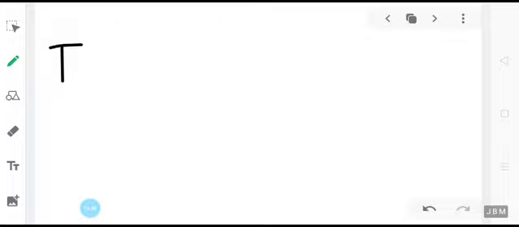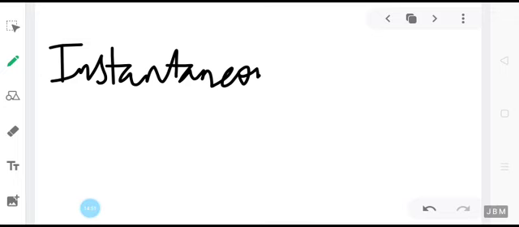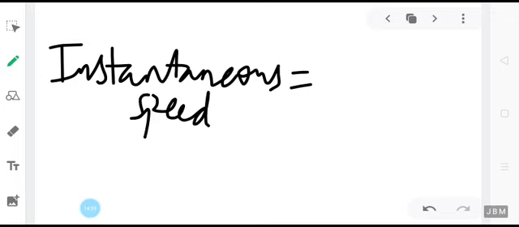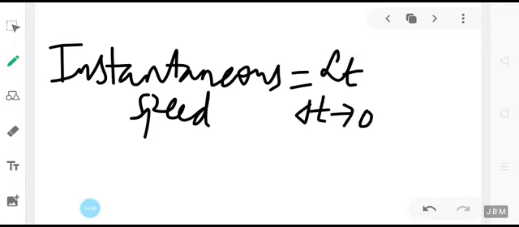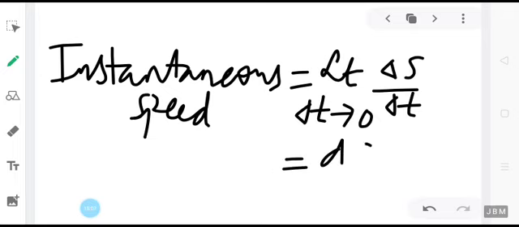So instantaneous speed will be given by limit delta t tending to 0 of delta s by delta t, and that will be equal to ds by dt, where ds by dt is the first derivative of distance with respect to time. So in case of a uniform motion of an object, the instantaneous speed is equal to its uniform speed.